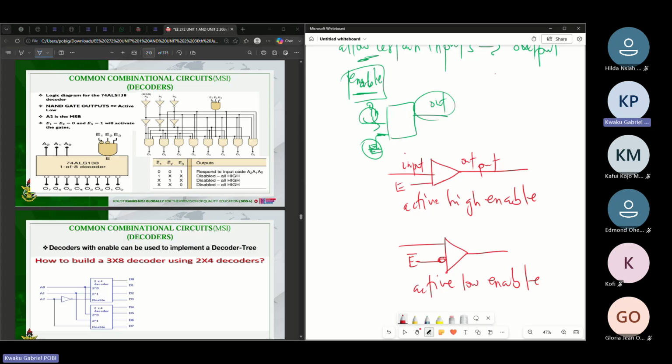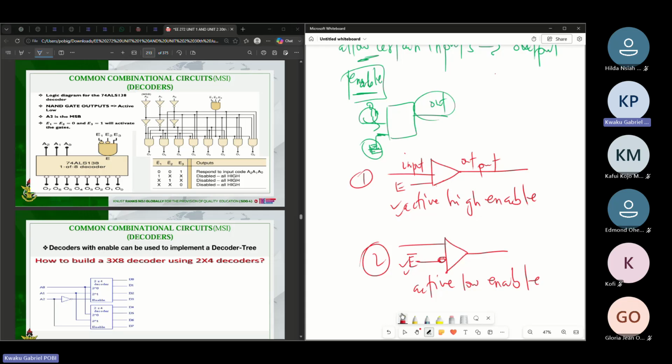So with these two guys, we would have two different truth tables for them, because this needs a 0 to be activated, but then this needs a 1 to be activated. So what that means is, let's say I'm going with active high enable, which is the first one, so 1 and then 2.